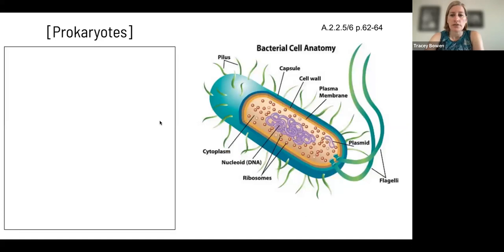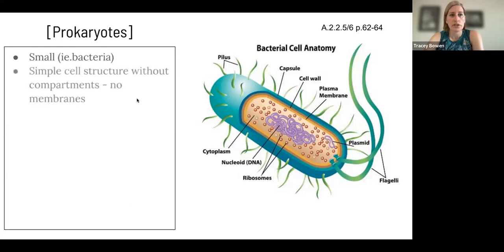So there's two types of cells that we need to know about, and those are prokaryotes and eukaryotes. And prokaryotes are structurally quite a bit different than eukaryotes. Prokaryotes are bacteria, and eukaryotes are the cells that make up, for example, humans or plants or animals, or even amoebas, which are eukaryotes but are single-celled.